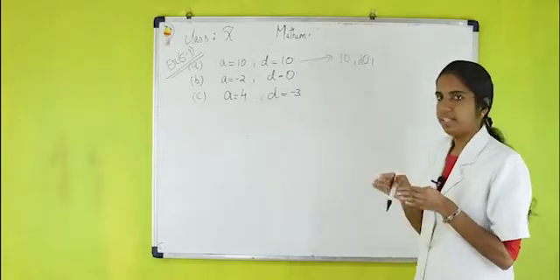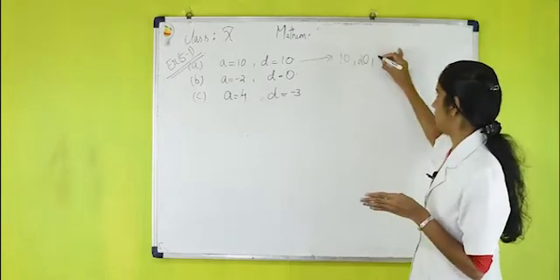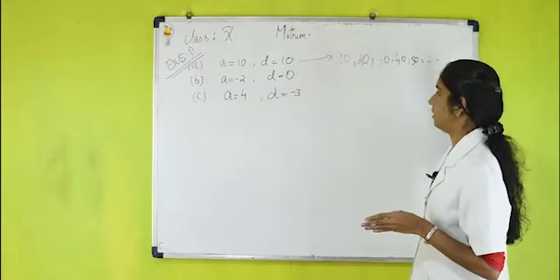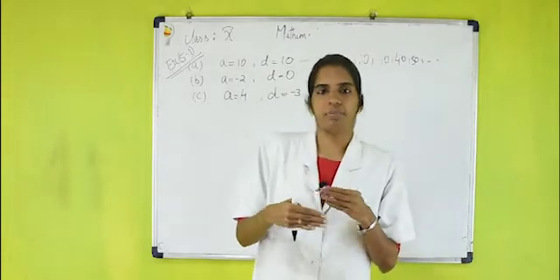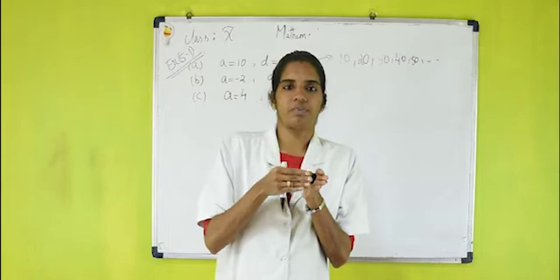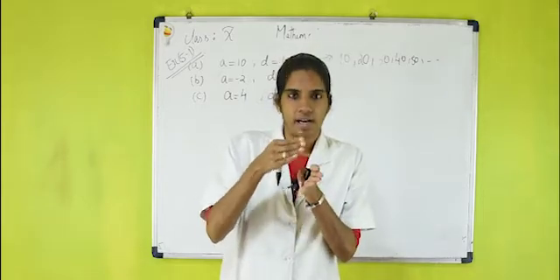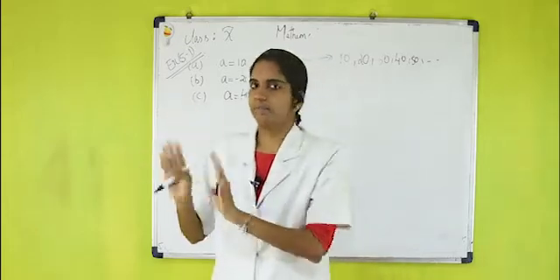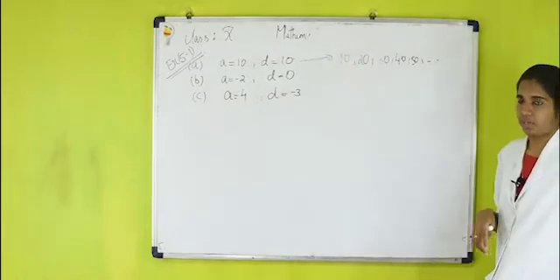If we get the second term, what is the third term? 20 plus the common difference, that is 30. Next term, 40. Next term, 50, like that. Clear? If you are given the first term and the common difference, first write the first term, then adding the common difference to the first term gives the second term. Adding it to the second term gives the third term, and if you continue like that, we get the corresponding arithmetic progression.